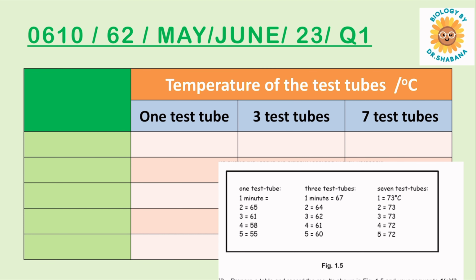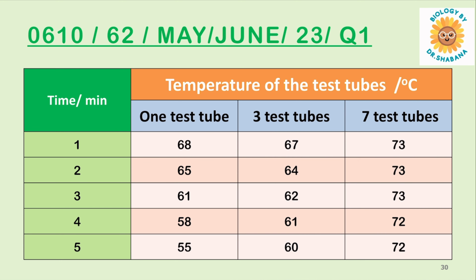Now comes the time. The time is in my hand, so I'm going to take it as the independent variable. The units are given in minutes, so time in minutes: at 1 minute, at 2 minutes, 3, 4 and 5. Now what do I put in the cells? Against each of the test tubes, I'm going to put the numbers that are given: 65, 61, 58 and 55. The first was supposed to be measured from an image. Now the same for the 3 and the 7. So finally we get a table like this.